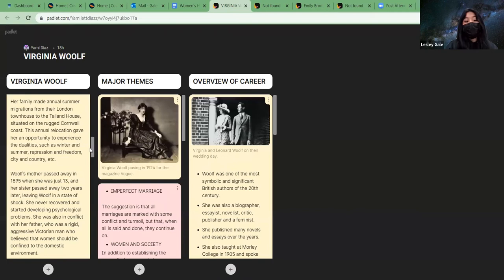I added on here that she made annual summer migrations to her townhouse, the Talland House. The reason I added this is because most of her poetry was inspired by these symbols and influences when she would go over there and see the sea, see the birds, see nature, and she would resonate with all those symbols and put it in her writing.